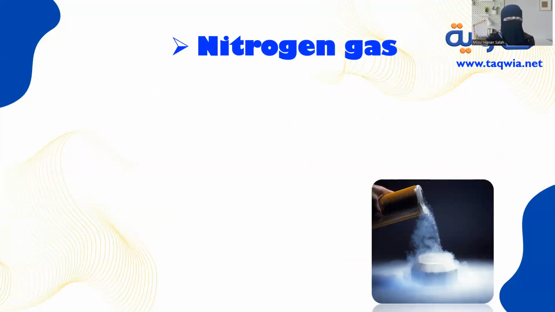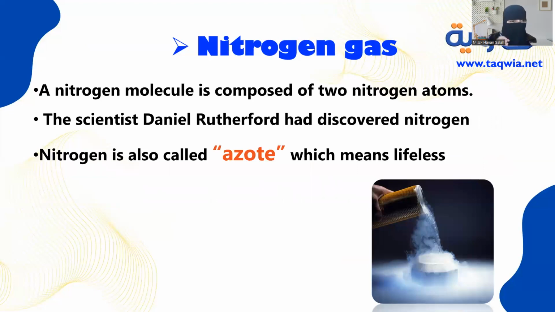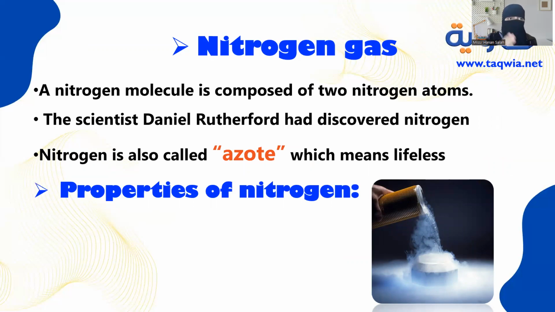Now let's turn to nitrogen gas. Nitrogen gas is the most abundant gas inside the air or the atmosphere. Its percentage is nearly 78%. Nitrogen gas is very important also, but here we will study only the properties of nitrogen gas. Nitrogen gas is called by what? It is called azote. And what is the meaning of this word, azote? Azote means lifeless because it doesn't burn, doesn't help in burning, and doesn't help in the respiration process.